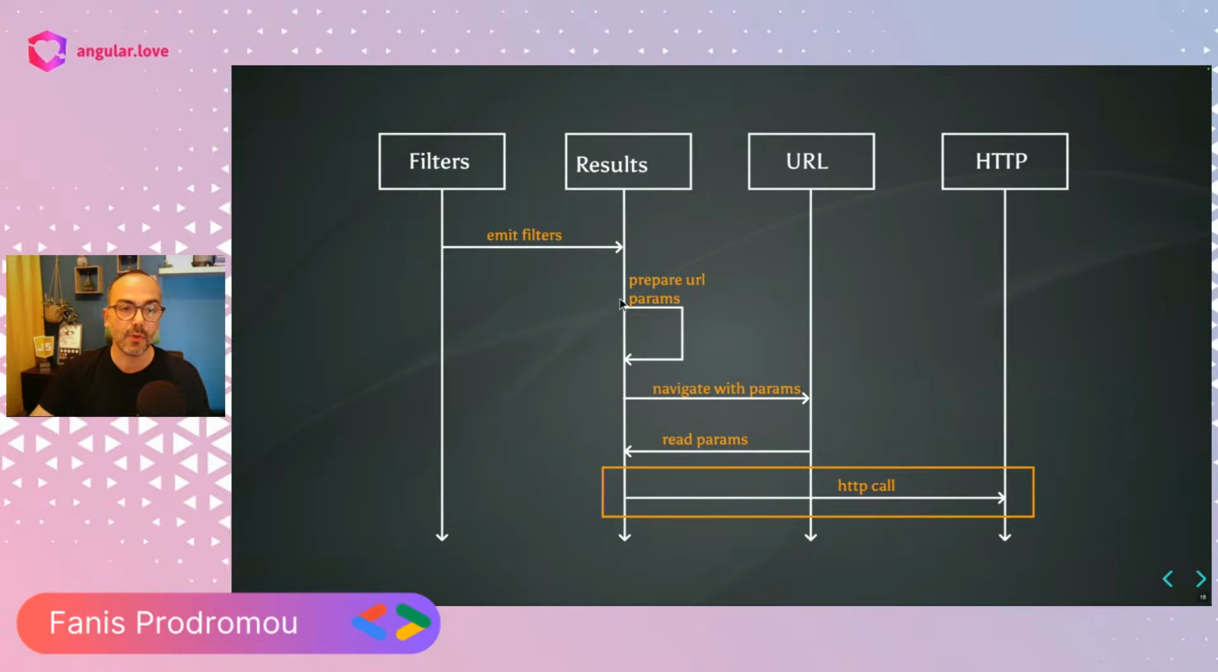I know that someone will say, you know what, this step, prepare URL params and navigate, shouldn't be part of the results, it should be part of the container. I know, but the idea is still the same. The idea here is that we want to invoke the HTTP call based on the URL parameters.